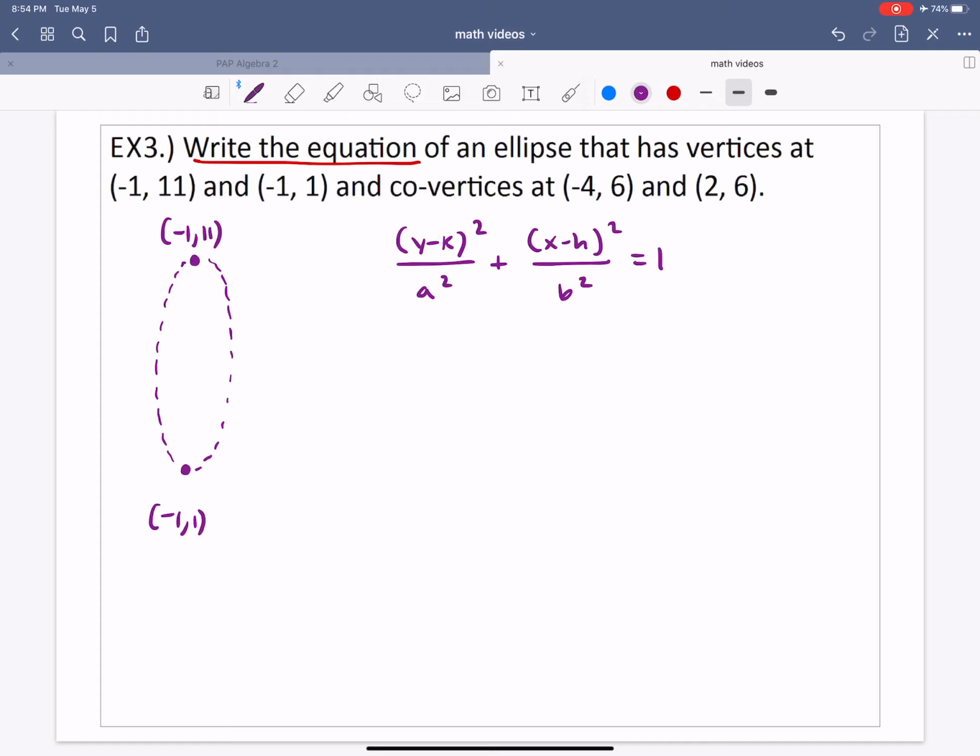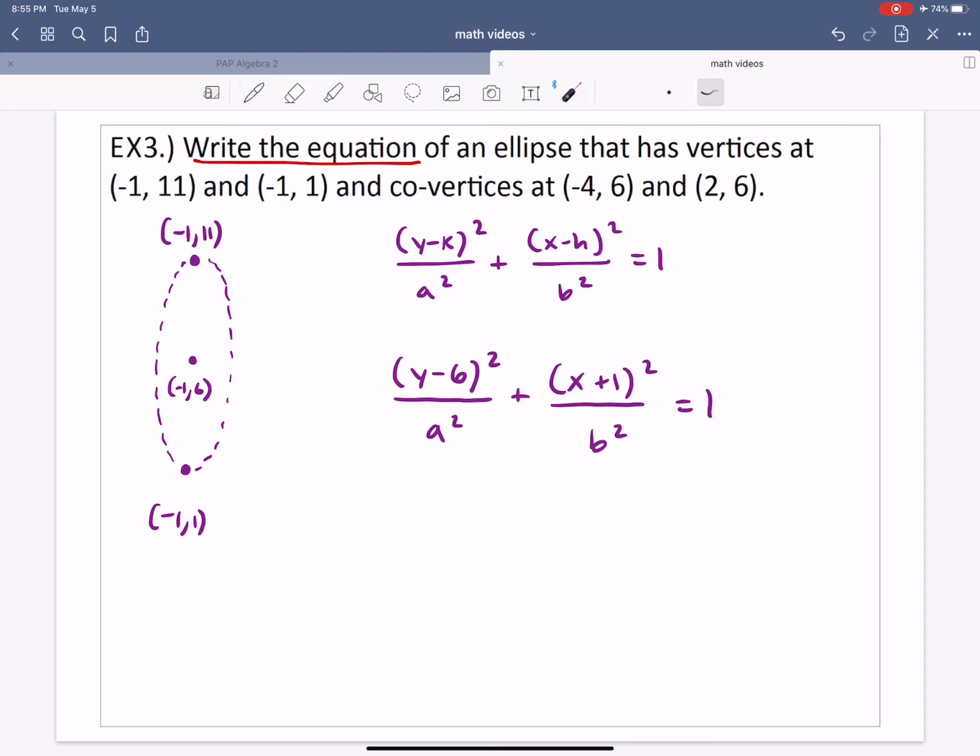Okay? Now what we also know, we know the center is going to be halfway between those 2 points. So find the midpoint of -1, 11 and -1, 1. They're 10 units apart. Divide 10 by 2, you get 5. So come down 5 from -1, 11, and you end up at -1, 6. So there's our center. So now let's take this equation one step further. That's going to be (y - 6)² all over a² plus (x + 1)² all over b². That equals 1.